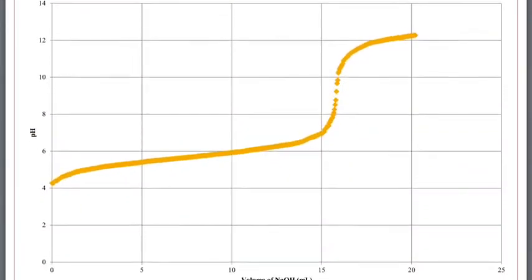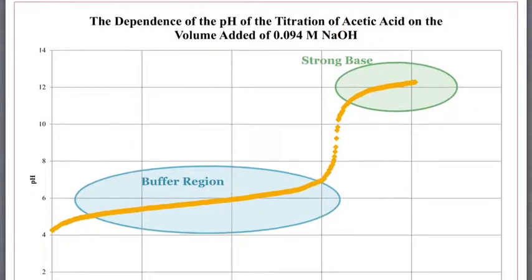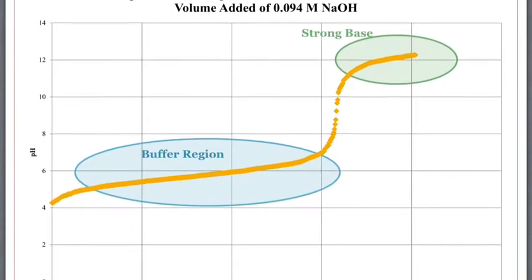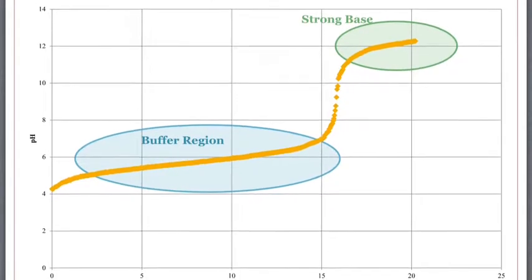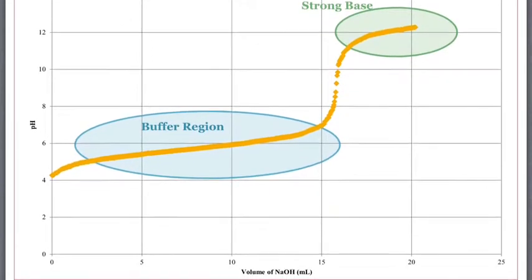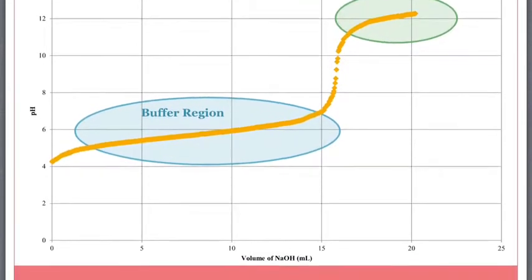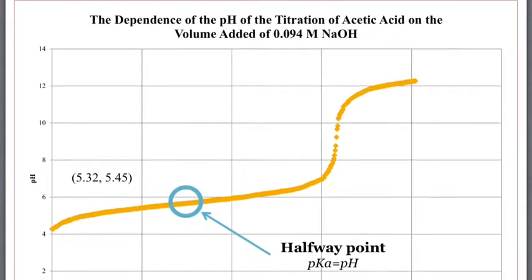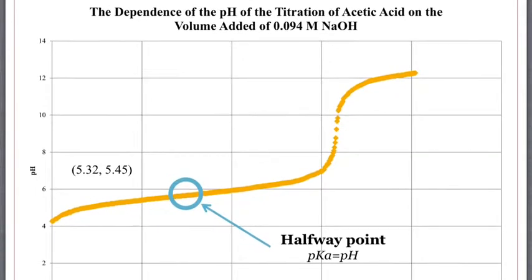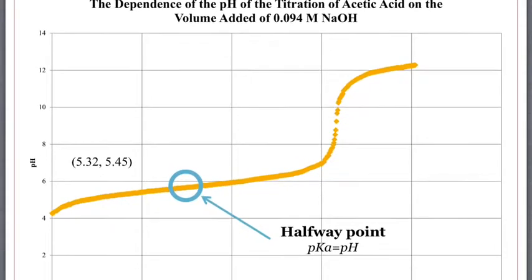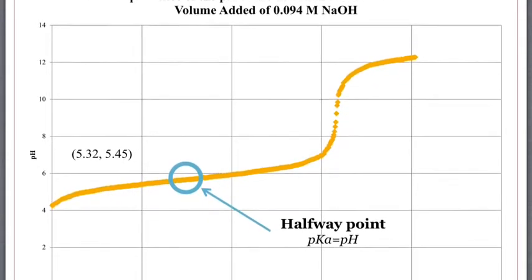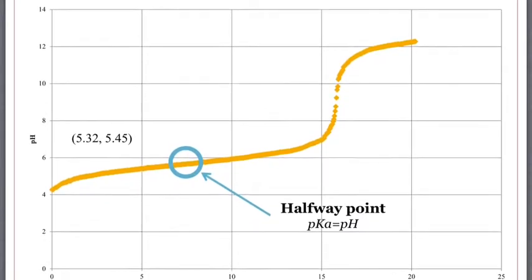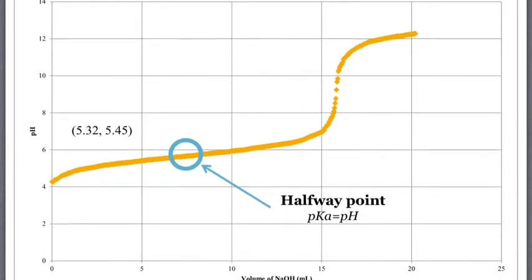Here's a graph of our titration data. In a titration, you first see the pH increasing very slowly, which is known as the buffer region. You then see a dramatic increase in pH, and then it levels off again at a higher pH. At the center of our buffer region is the halfway point. At the halfway point, the pKa equals the pH. So in this problem, our pKa is 5.45 because at the halfway point, the pH equals 5.45.